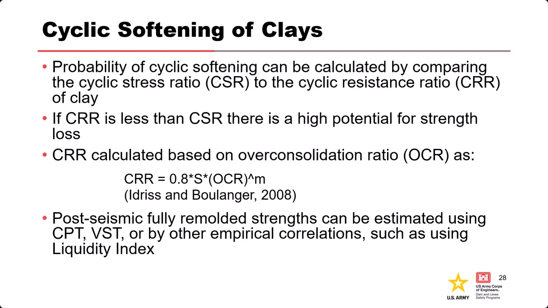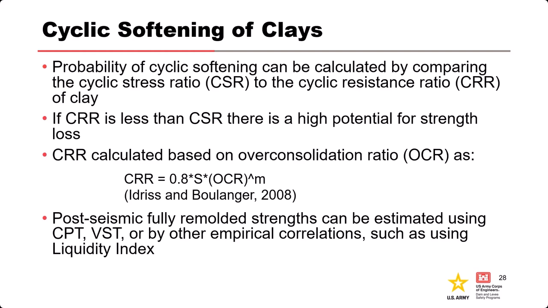It's an equation that was developed by Ladd and Foote for SHANSEP. So if you've ever used SHANSEP to do undrained shear strength ratios of clays, that's what this number is, this formulation here. You multiply by 0.8, it gives you a cyclic resistance ratio for your dam, but it is actually directly proportional to your undrained shear strength ratio, or your undrained shear strength for your clay. And you can compare that to the cyclic stress ratio that you've got for the loading that we saw on the slide before.